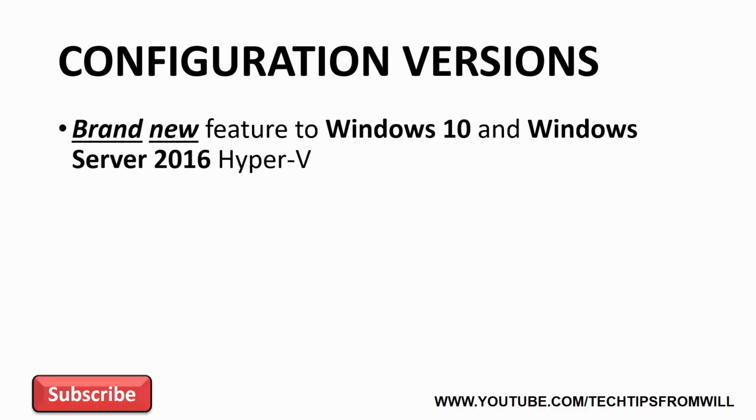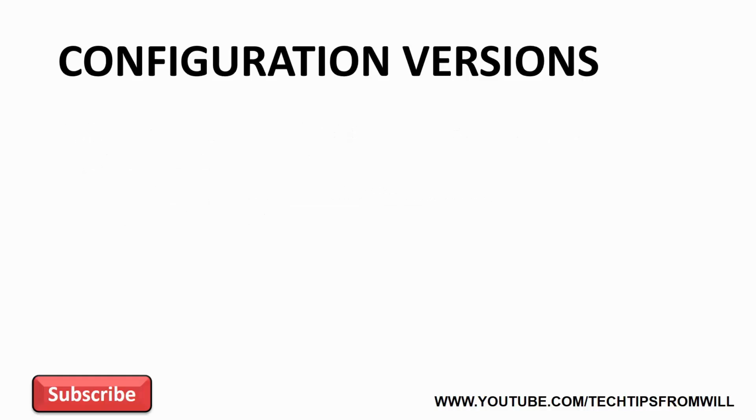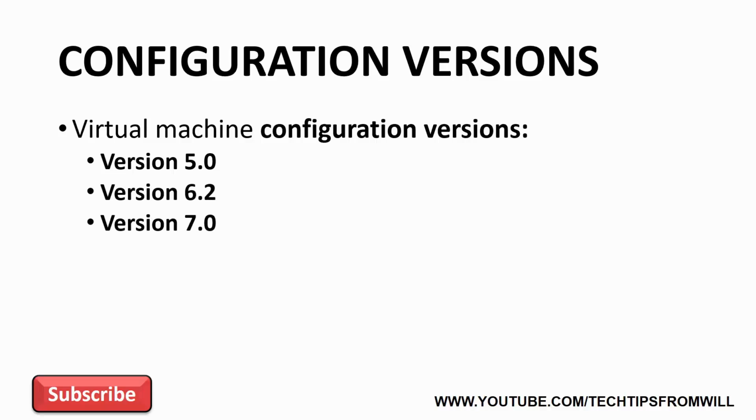Virtual Machine Configuration Versions is a brand new feature, first introduced in Windows 10 and Windows Server 2016 Hyper-V. Virtual Machine Configuration Versions, in a nutshell, determine which features you're able to use with your Hyper-V virtual machines. At the time that this video was recorded, there are 5 Virtual Machine Configuration versions available in Windows 10 Hyper-V. These are version 5.0, version 6.2, version 7.0, version 7.1, and version 8.0.